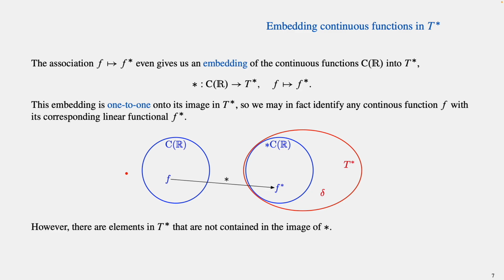So here's a picture to sketch this. Here's the space of continuous functions. We have an element f. This map star here maps it to f star, and we can actually replicate the space of continuous functions within this vector space T star of generalized functions. But there are elements in T star that are not contained in the image here of the continuous functions. That's important to be aware of. And we will see such an element in a few moments.